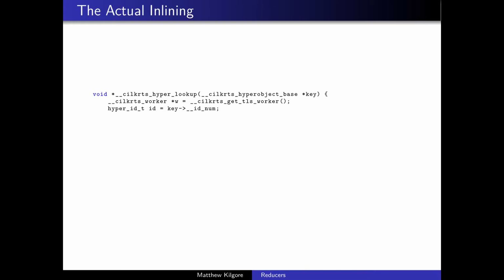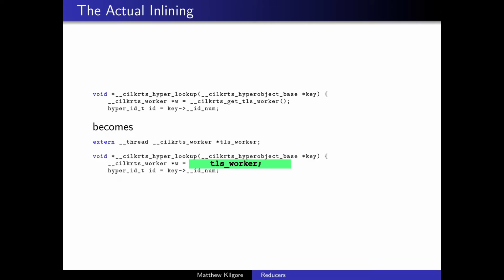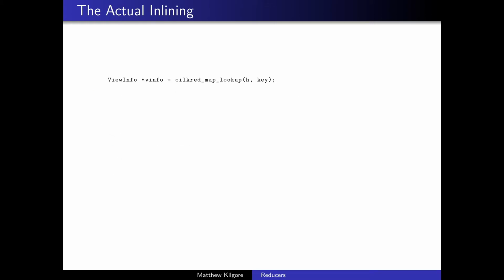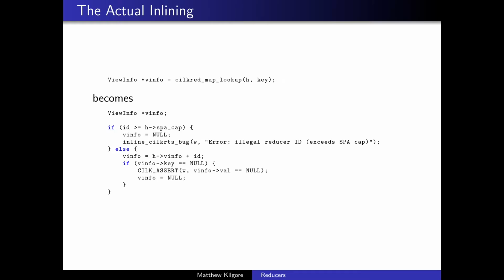So that was promising. So we can get rid of the TLS local call just by declaring the shown variable as an extern and then manually referencing it. Now, getting rid of the map lookup function simply turns into adding in a branch to check if we are over the SPA capacity, which is a restraint built in for memory purposes, and then checking to see whether or not the slot is null.